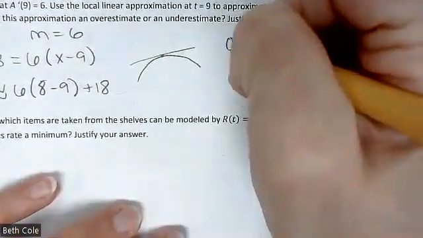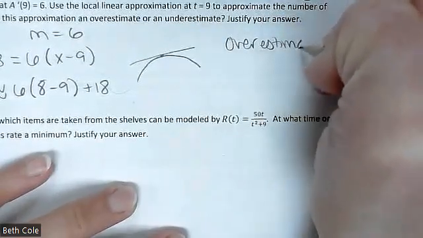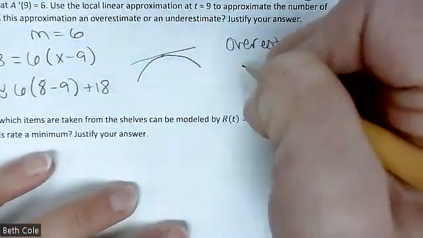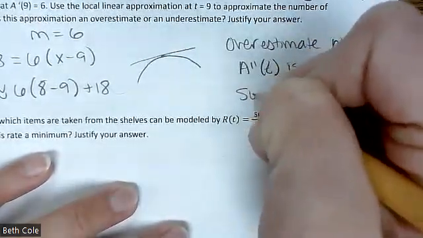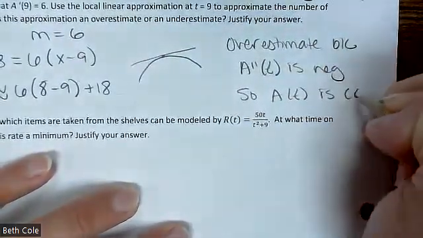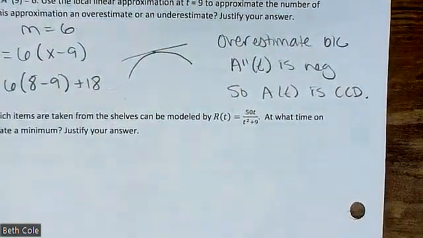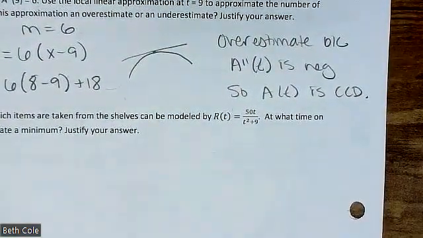So we're going to say overestimate because the second derivative is negative. So a of t is concave down. You do not need to draw the picture. I just drew that to illustrate it for you.